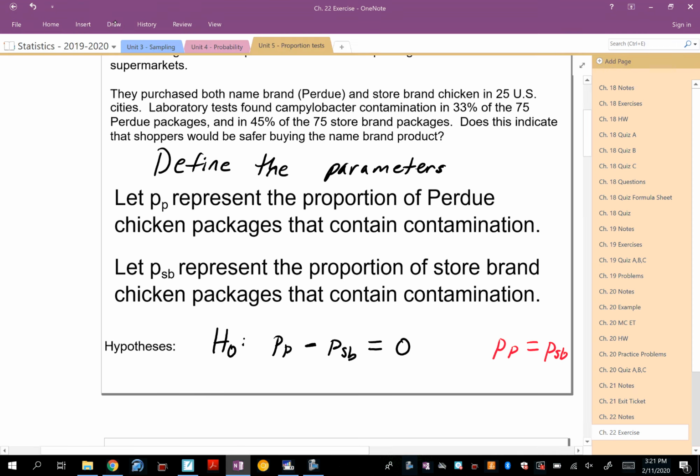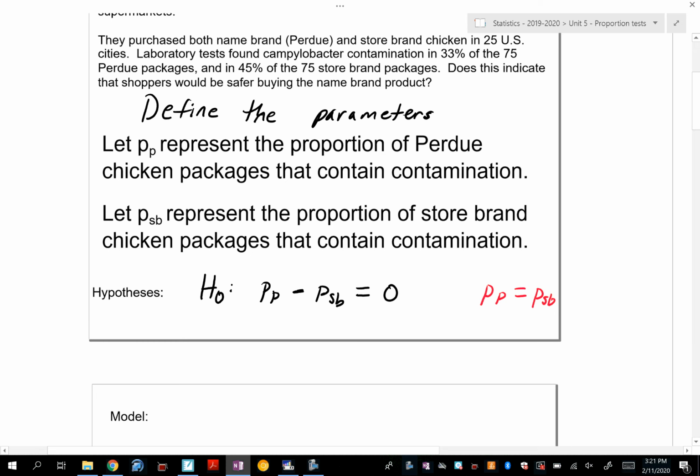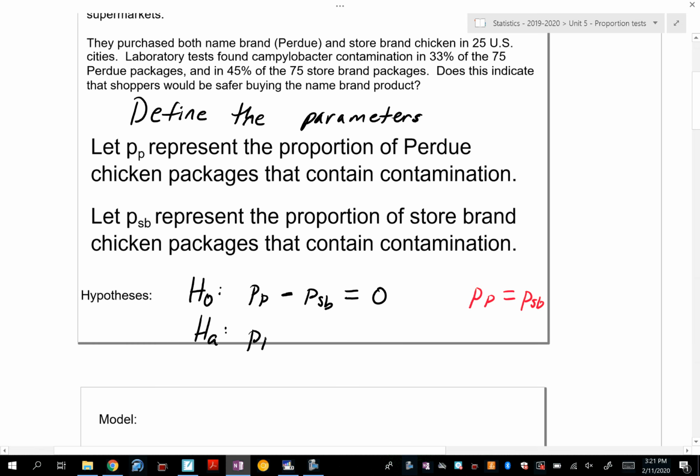Now for the alternative, what I always tell students every year is to copy P sub P minus P sub SP and the 0. The only thing that's going to change is they're going to be greater than, less than, or not equal to. Now let's pause for a second. What are we trying to prove here? That the brand name is safer. Which means if it's safer, then the proportion for the Purdue one or the brand name should be lower, because if it's safer, it has a lower rate of contamination. So if this number is lower than this proportion, when you subtract, you get a number that's less than 0 or negative. So you're going to use a less than symbol.